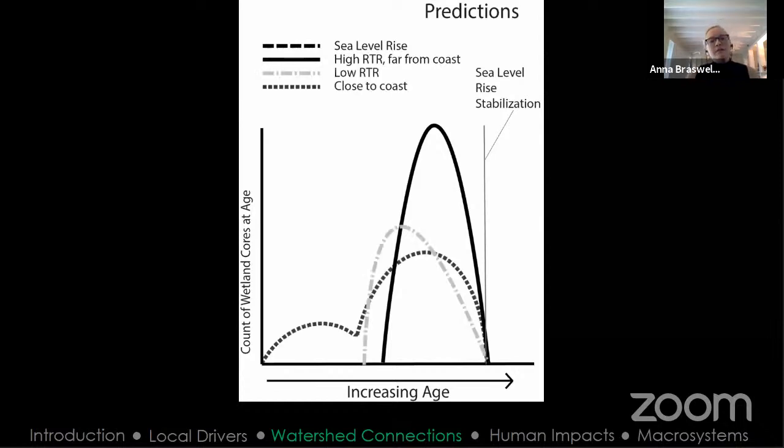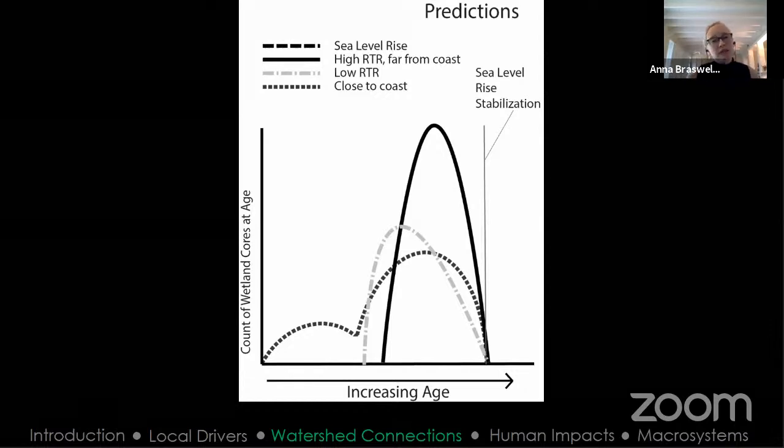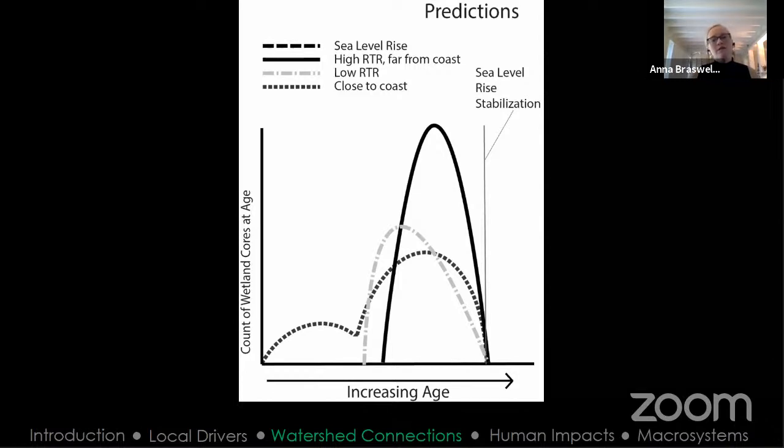We might also expect that places closer to the coast, you would see the same bump after sea level rise stabilized, but then you might also see a younger bump, where places that have a lot of marine influence are forming cores, forming wetlands that are younger because of these dynamic marine processes that are happening.